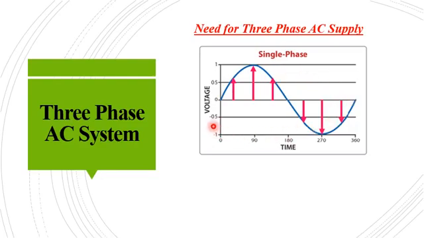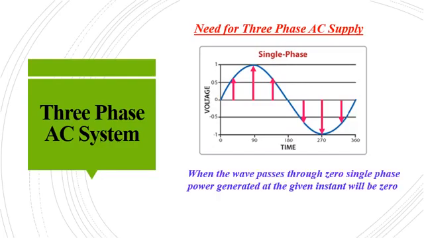So here we can see that at certain instances the voltage is becoming 0. And the power generated in a single phase AC circuit at these 0 crossings will also be 0. So a non-uniform power is generated in the case of a single phase supply.